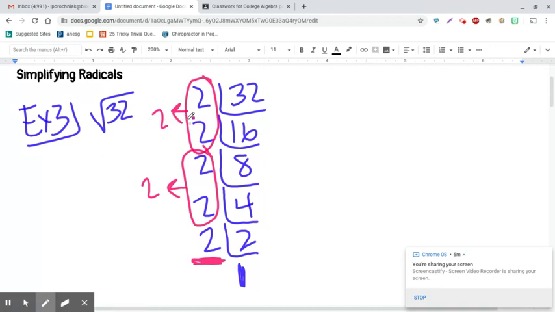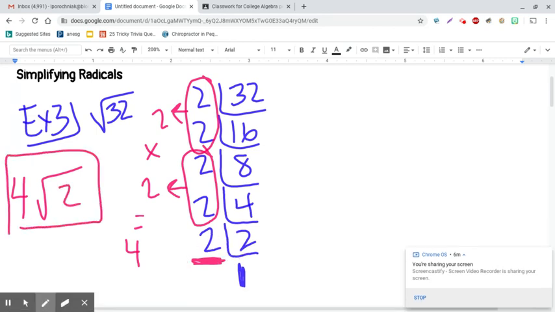So both of these 2's are going to come out. Now, when you take both of these out, you multiply them together. So 2 times 2 equals 4. So we're going to take out a 4, and what stays in is what's left over, which is our 2. So the answer to this would be 4 radical 2.